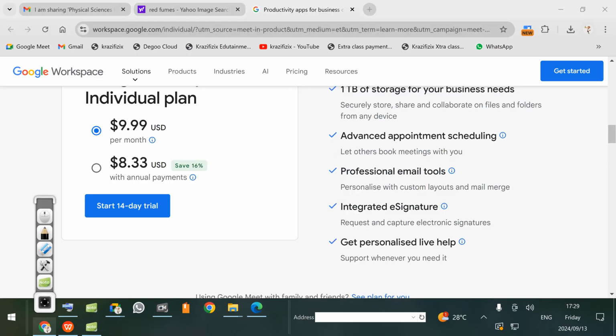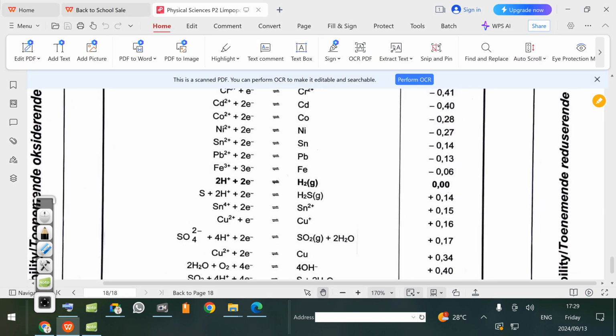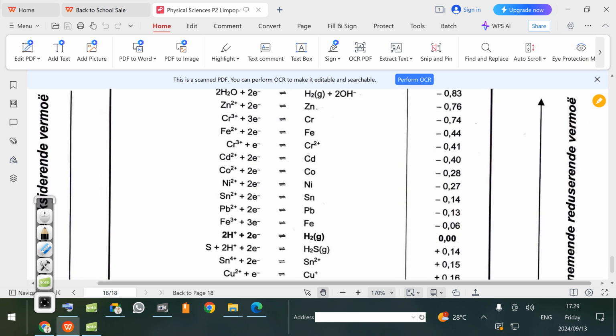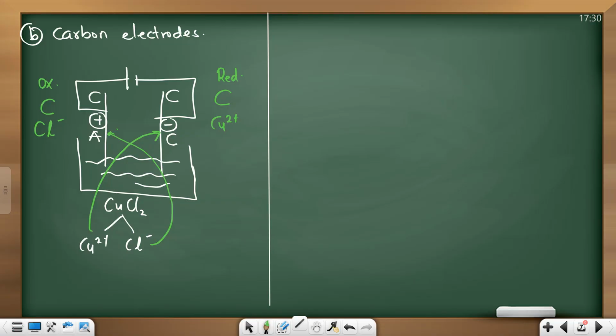Let's go to our table. We are looking for carbon. All right. There's no carbon on this table. I normally punish learners; they check like 3 times, maybe they are missing something. There's no carbon there. All right, so we ignore carbon and focus only on Cl minus. So there's no need to check. Which one will be oxidized? Cl minus. Because there's no carbon. It's inert.